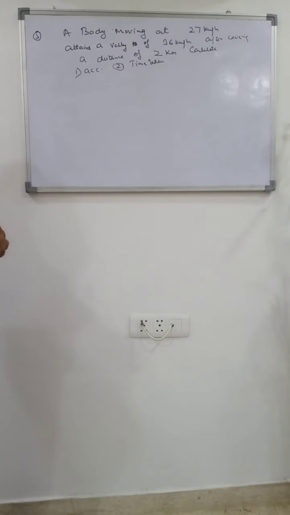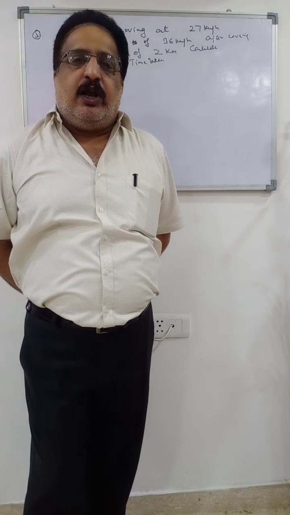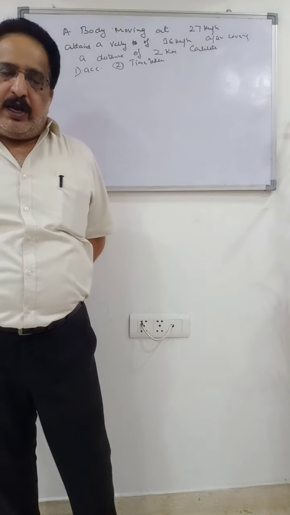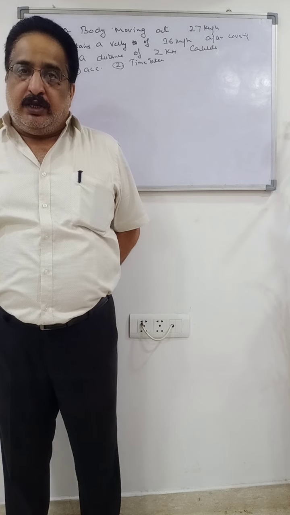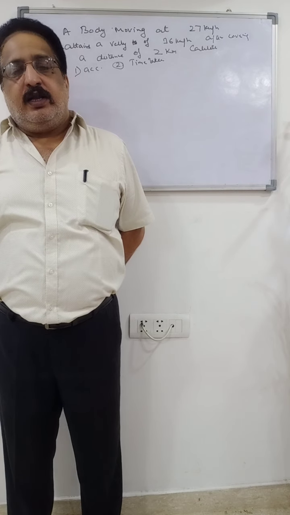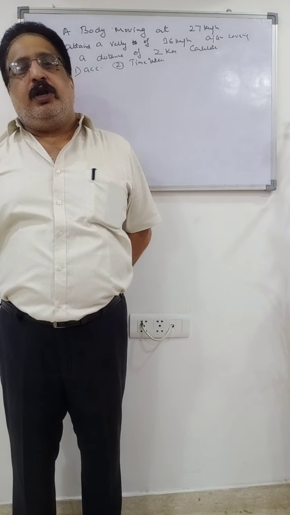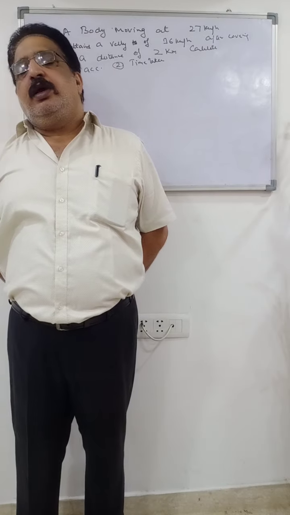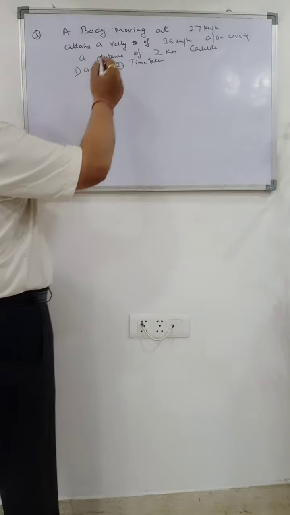Now the problem with this question is, here the velocities are given in kilometer per hour, so you'll have to convert them into meter per second, and secondly the distance is given in kilometers. You'll have to convert the distance into meters. How do you convert kilometer into meter? By multiplying by 1000. So distance has to be converted into SI unit, the velocities have to be converted into SI units.